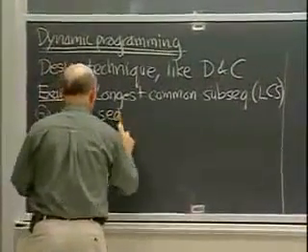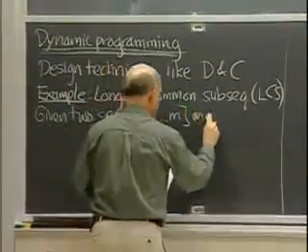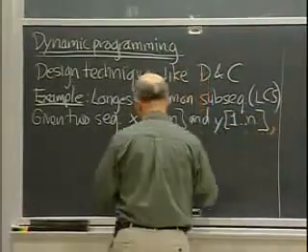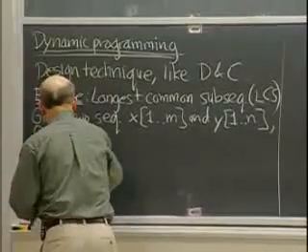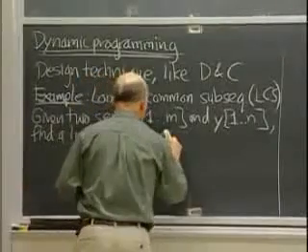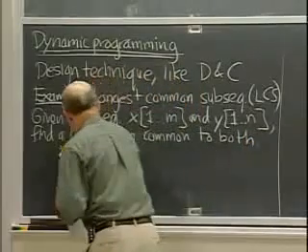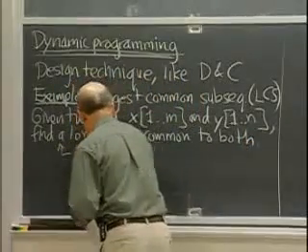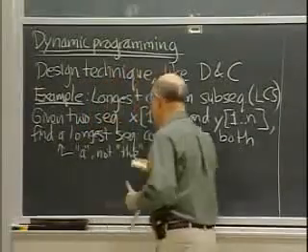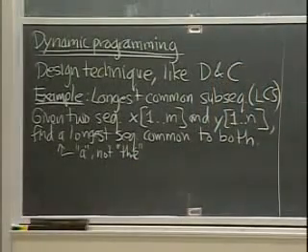So you're given two sequences, x going from 1 to m, and y running from 1 to n. You want to find a longest sequence common to both. And here I say a, not the, although it's common to talk about the longest common subsequence.